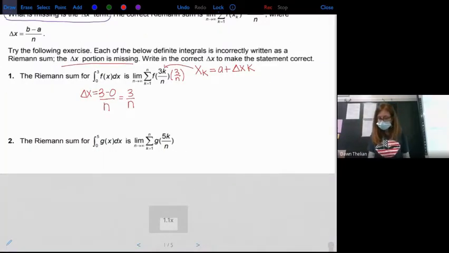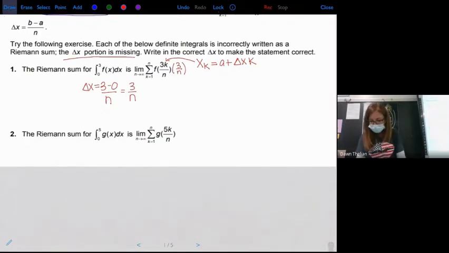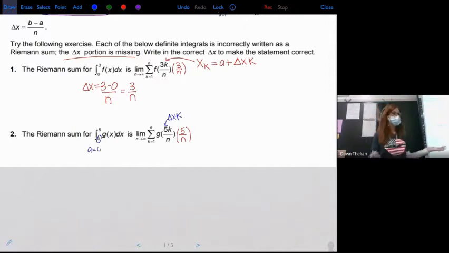For number 2, we've got the definite integral from 0 to 5 of g of x dx. They set up our limit as n goes to infinity of the summation g of 5k over n, but forgot to do times 5 over n. This time I just looked at that 5 over n as this term delta x times k. Notice that there's no number added because a was 0. So that's why it's just the delta x times k, because we're adding a 0. Questions? That's what this whole first page is.